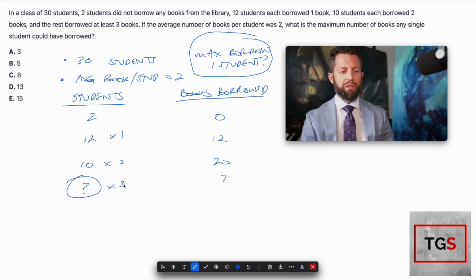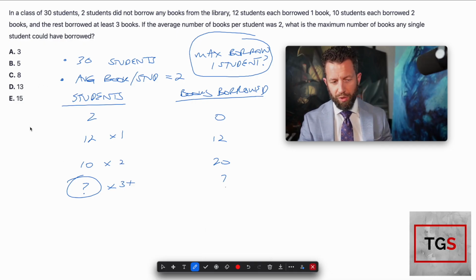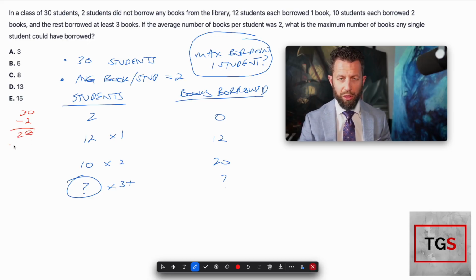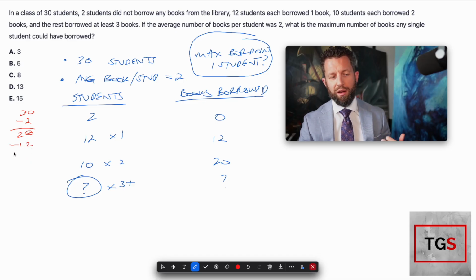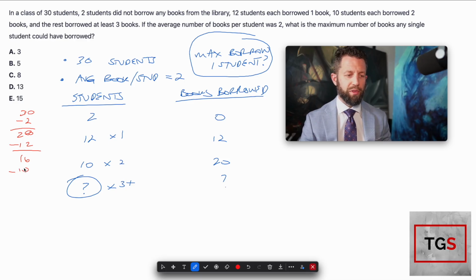We know there's 30 students. 2 borrow 0 books, so that's 28 students who did borrow. 30 minus 2 is how I got 28 there. 30 total students, 2 borrow 0, so now we have 28. 12 borrow 1, so we take away 12 from the 28 students. That means 16 borrow more than 1. And 10 borrow 2. So that leaves us with 6 who borrow 3 or more. And so I would write that at the bottom of the students column, like 6 equals 3 plus or something like that.